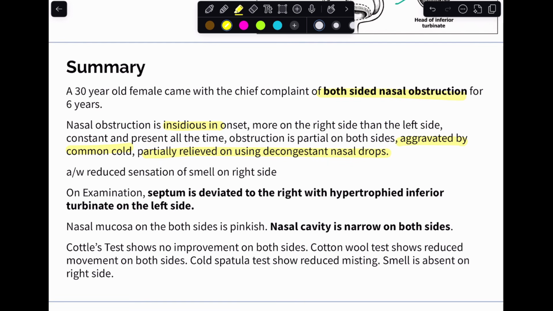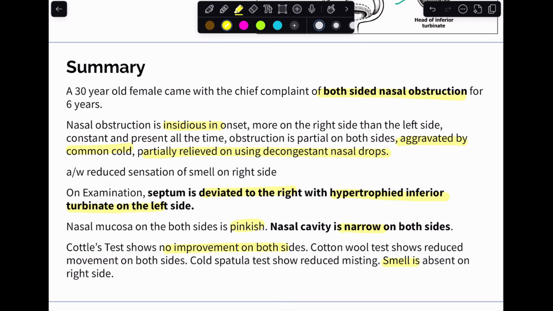On examination, we found that the septum is deviated to the right with a hypertrophied inferior turbinate on the left side. Nasal mucosa on both sides was pinkish. Nasal cavity is narrowed on both sides. Cottle's test showed no improvement on both sides. Cotton wool test showed reduced movement on both sides, and cold spatula test showed reduced misting on both sides. And smell was absent on the right side. So this is our summary of the patient.